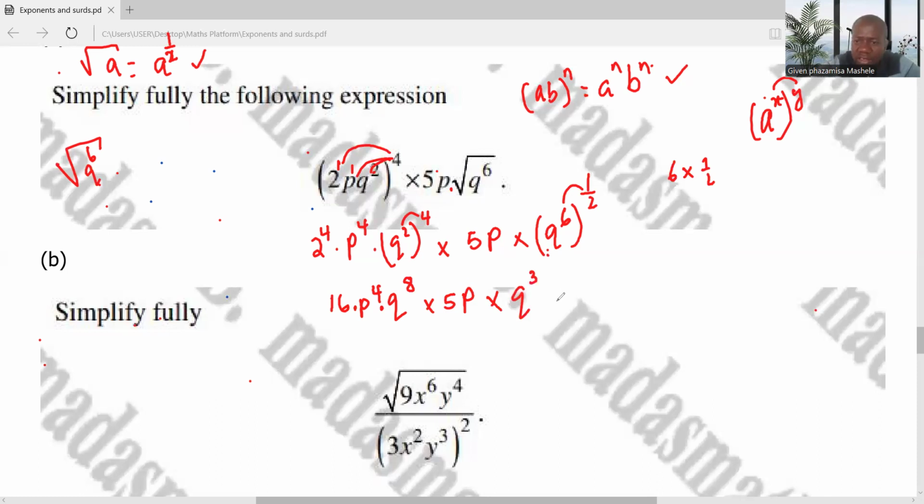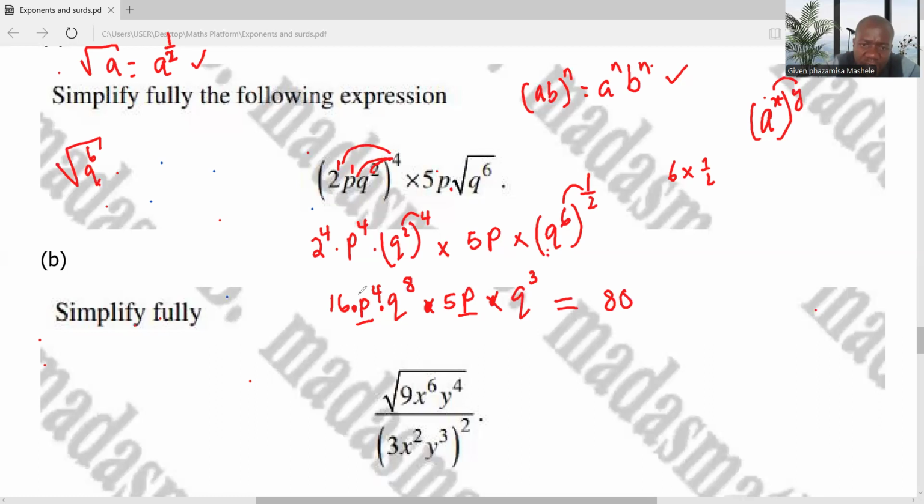And now look at these guys. We need to finalize this because in between here we have multiplication, even this one is multiplication, even that one is multiplication. So we're going to apply the multiplication law for bases that are the same. First of all, what is 16 times 5? 16 times 5 will give us 80. And now let's apply the multiplication law on both these two.